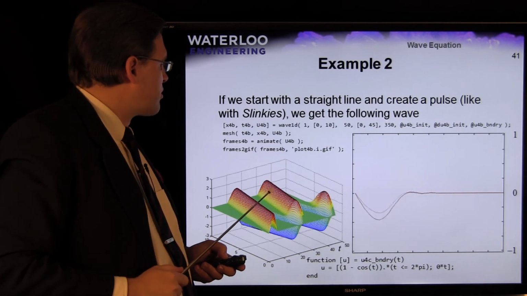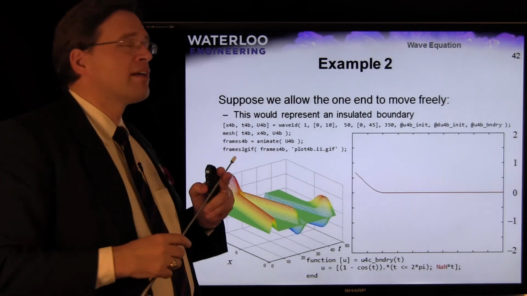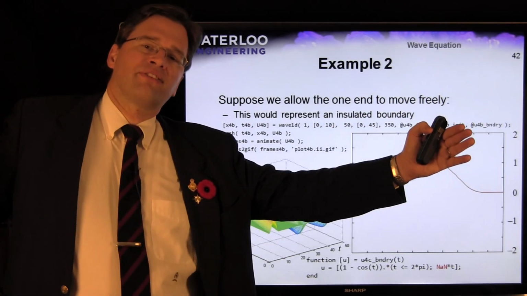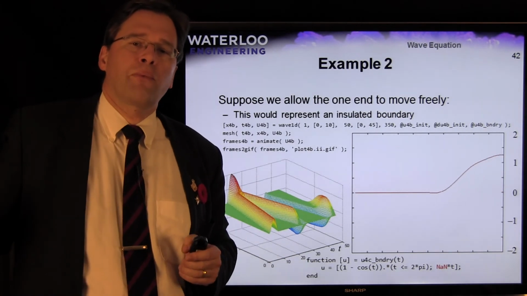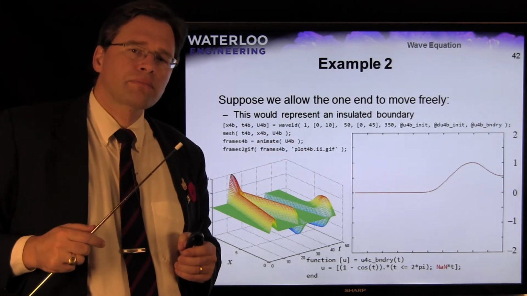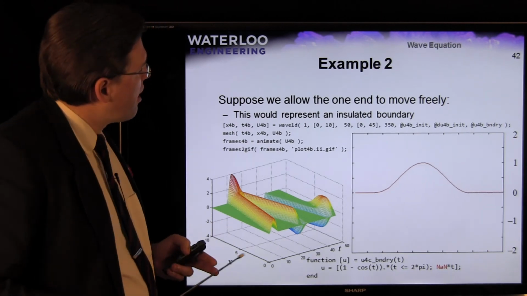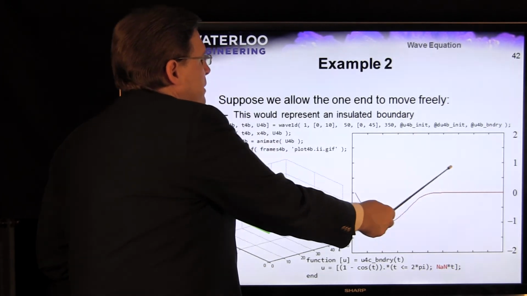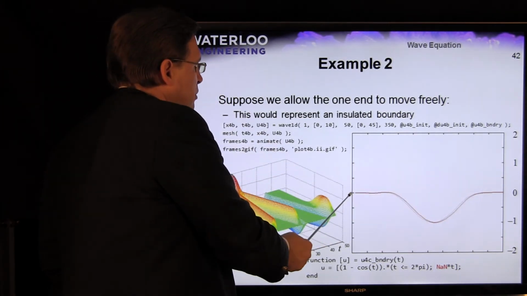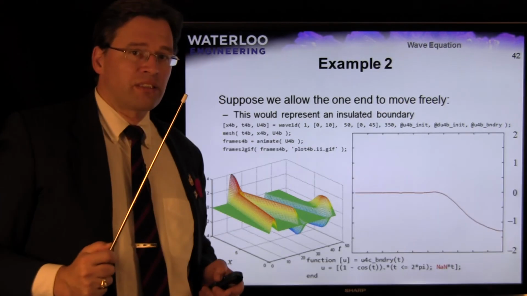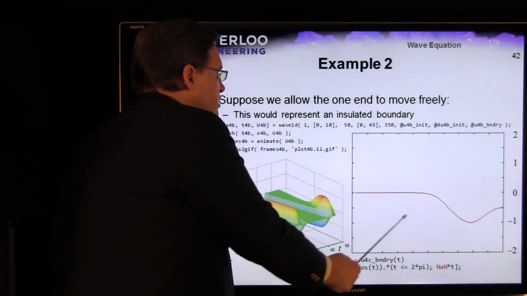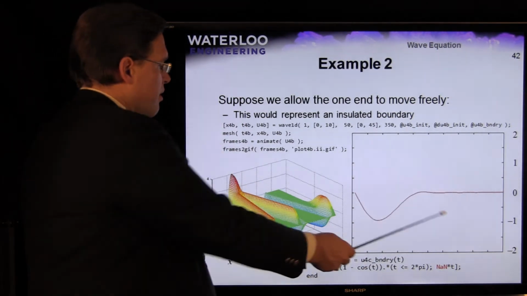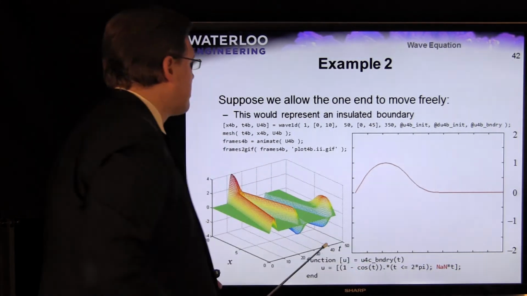Another possibility, however, is having an insulated boundary condition. Suppose that the other end of the slinky can move freely up and down. What happens then? In that case, the wave will move out and propagate back without reflection. Whereas if this endpoint was fixed, we'd have a reflection. So now, the boundary condition at the second point is not a number.